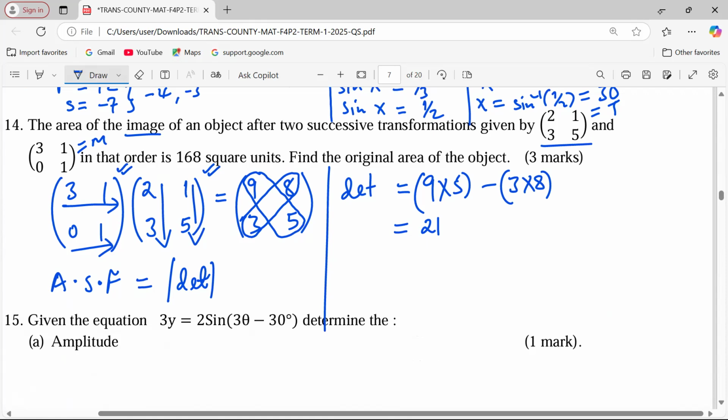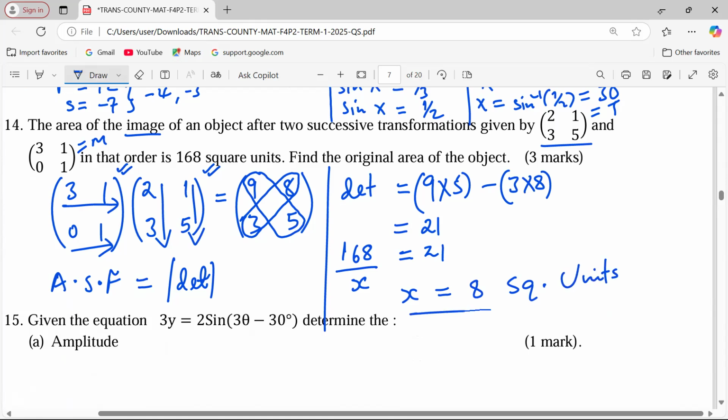Now, area scale factor is usually given by area of the image out of a known area of the object to give us 21. So to get x, we need 168 out of 21, and this is giving me exactly 8 square units.